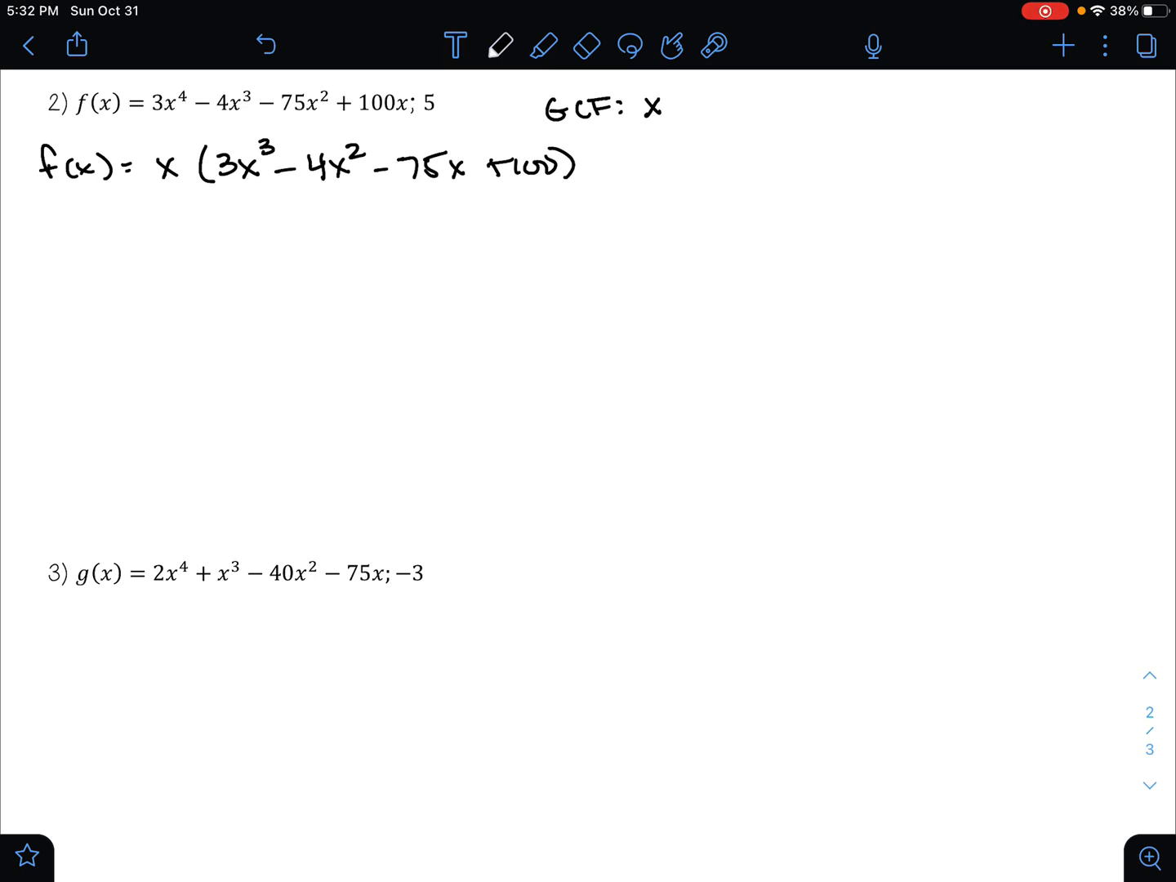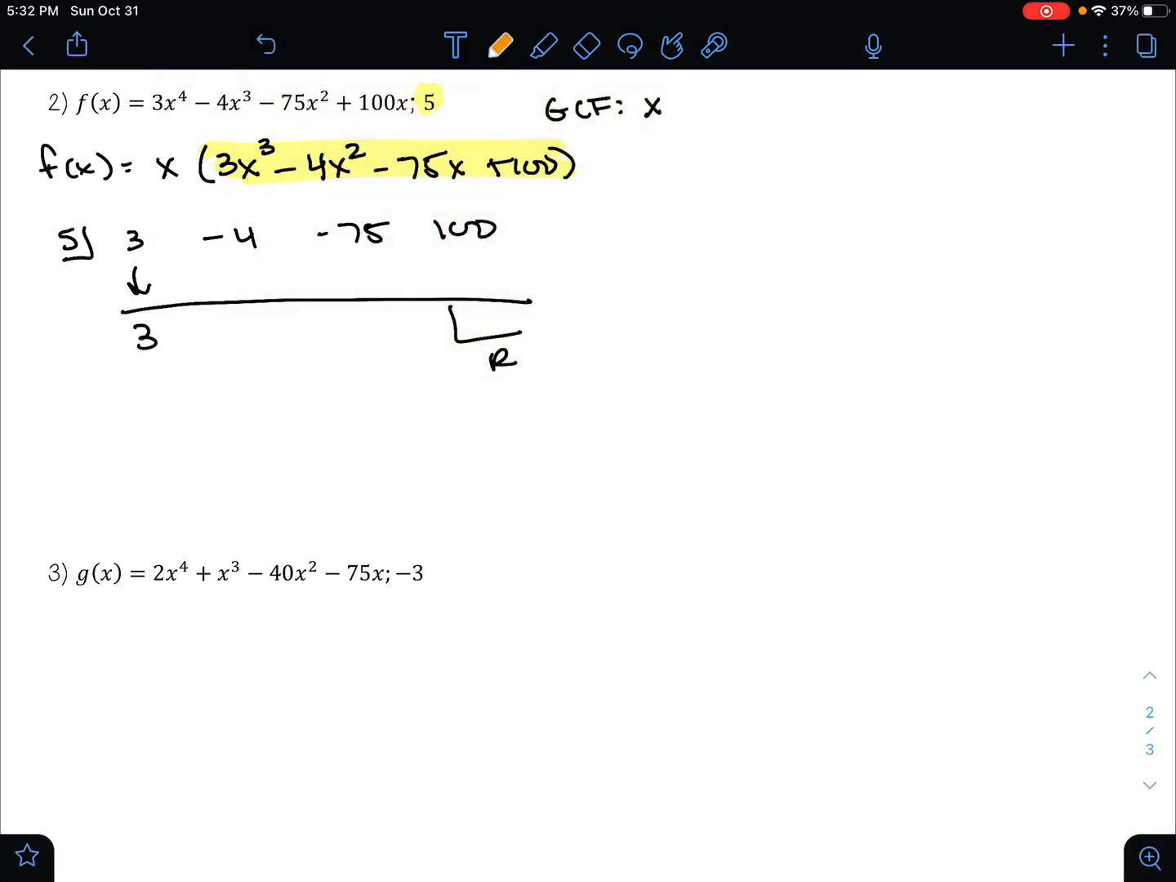So I'm going to use that 0 of 5 that they gave us to factor 3x cubed minus 4x squared minus 75x plus 100 by using synthetic division. My coefficients are 3, negative 4, negative 75, and 100. You always want to bring down your first coefficient, and then whatever you get last is your remainder.